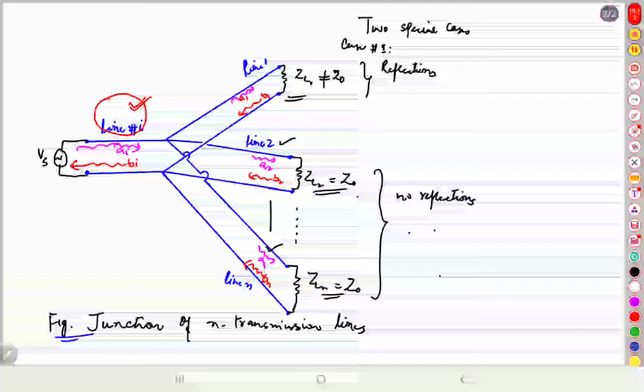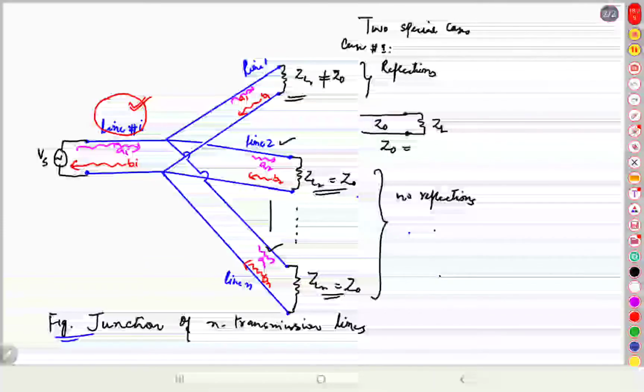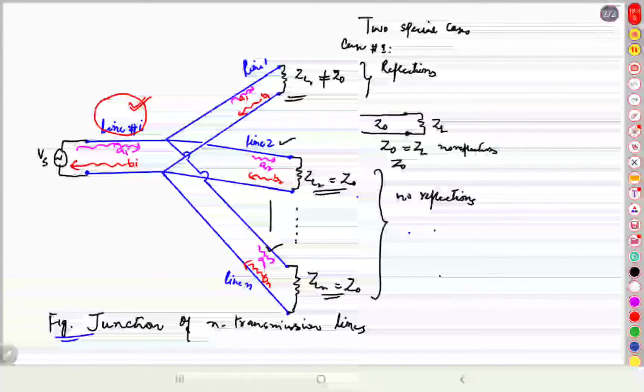As we know from transmission line theory, if we have a line which is terminated at some load ZL, and Z0 is the characteristic impedance of the transmission line, if Z0 is equal to ZL, then there are no reflections. But if Z0 is not equal to ZL, there will be reflections. So that's what happens here.